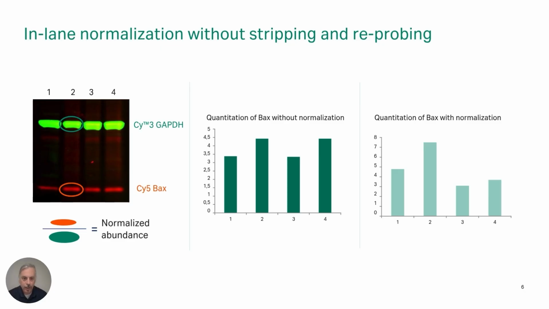Here you can see on the left-hand panel, if we just did the quantitation without normalization, but now when we do the normalization, you can see we've tightened up the data. We can see that actually there's lower expression of these two proteins in lanes 3 and 4.